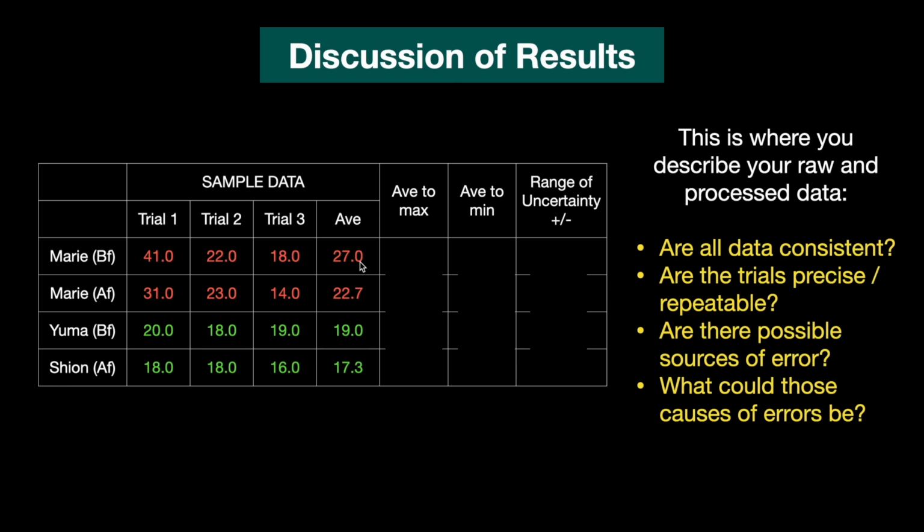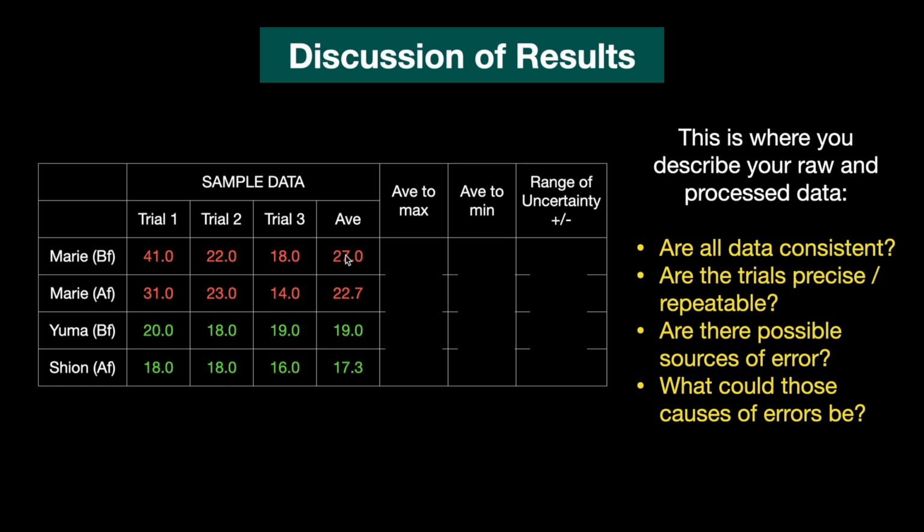And so Marie would have a lower reaction time compared to Yuma, and Shion would have a higher reaction time than everyone else. Then you are going to be missing out on some important numbers, like this 14. At one point, Marie had the fastest reaction time of everyone. So how do we now describe and how do we analyze these numbers?